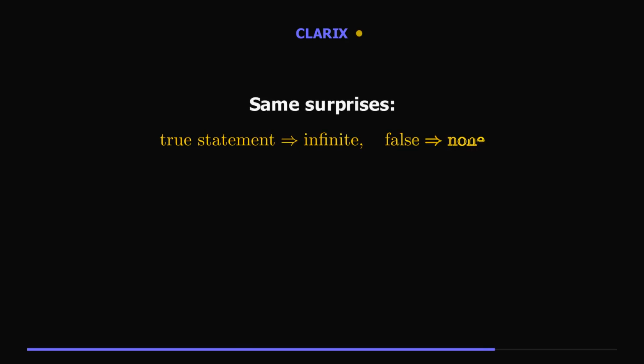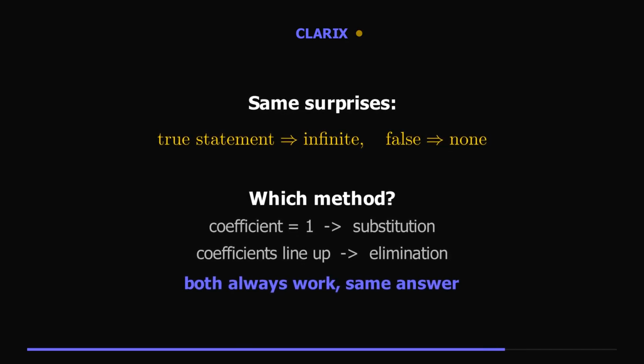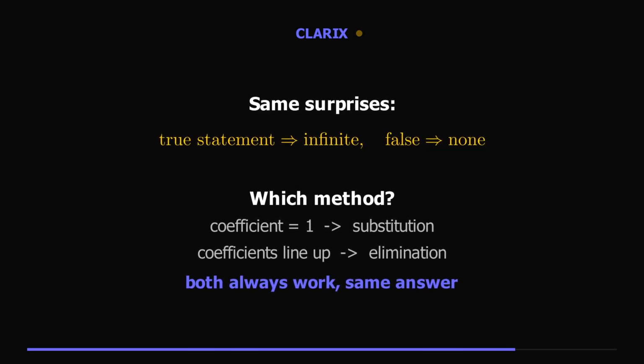The same two surprises apply. If both variables cancel and you get a true statement, it's infinitely many solutions. A false statement means no solution. Exactly like before. And which method should you pick?